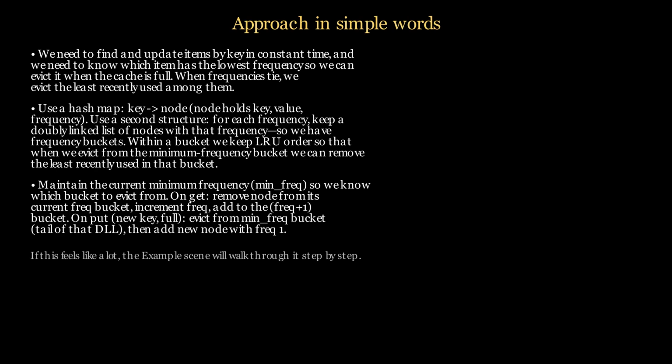On get, remove the node from its current frequency bucket, increment frequency, add to the frequency + 1 bucket. On put when the cache is full, evict from the min_frequency bucket, tail of that list, then add the new node with frequency 1.